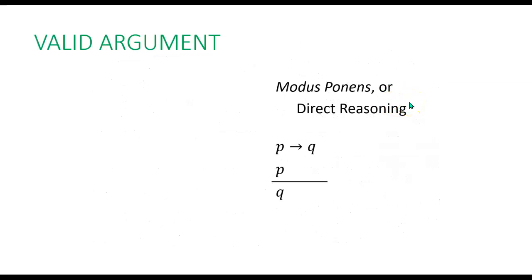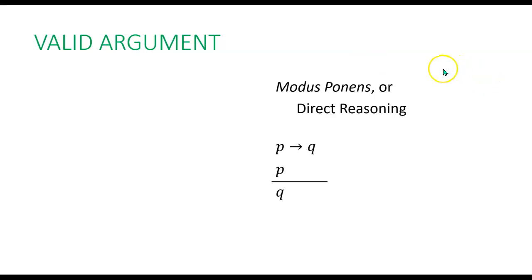The maybe simplest form of an argument is where you say, if P then Q, P, therefore Q. That is, you're saying, if one thing is true, then another thing must be true. And that first thing is in fact true, therefore you can conclude that that other thing must also be true. And if you want to use the fancy Latin term for this kind of argument, it's called modus ponens, or you can also just call it direct reasoning.